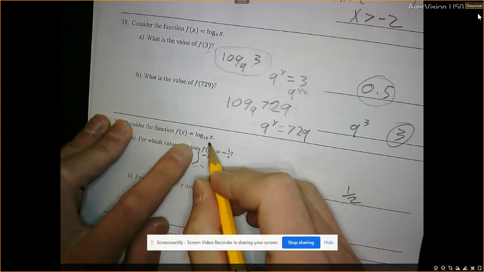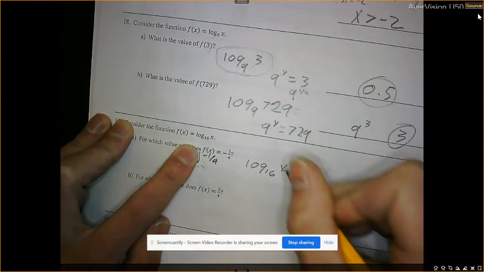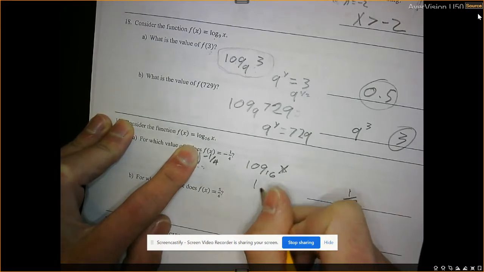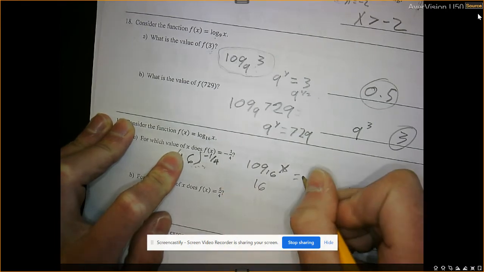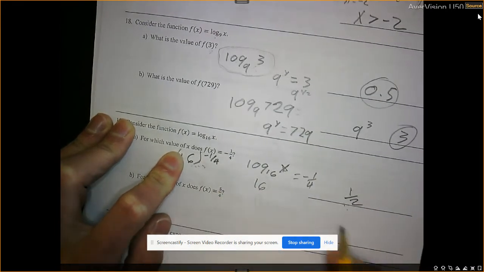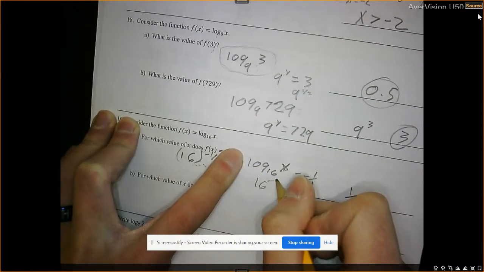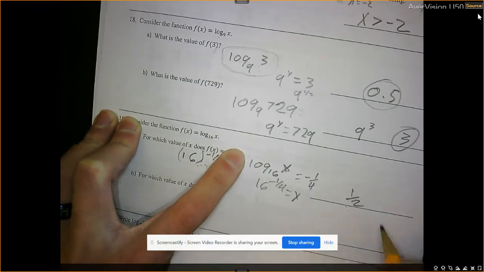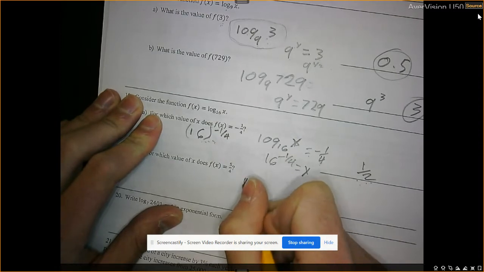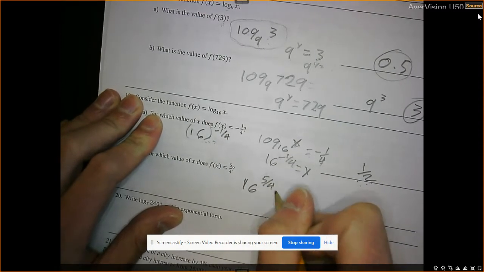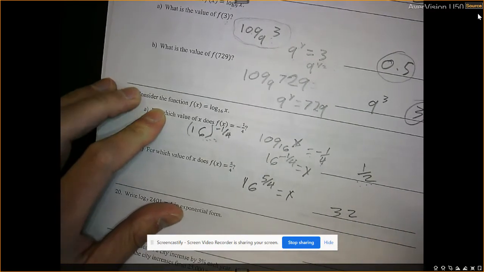But really you just need to know, okay, if we have log base 16 of x, that's saying 16 to the what? And again, it's set equal to negative 1/4. If you are saying f of x equals negative 1/4, that means this is your exponent. So 16 to the negative 1/4 is what equals x. When you do that, you get 1/2. Now, same thing here. This is like saying, okay, 16 to the 5/4 equals x. Do 16 to the 5/4 in your calculator, and you get 32.